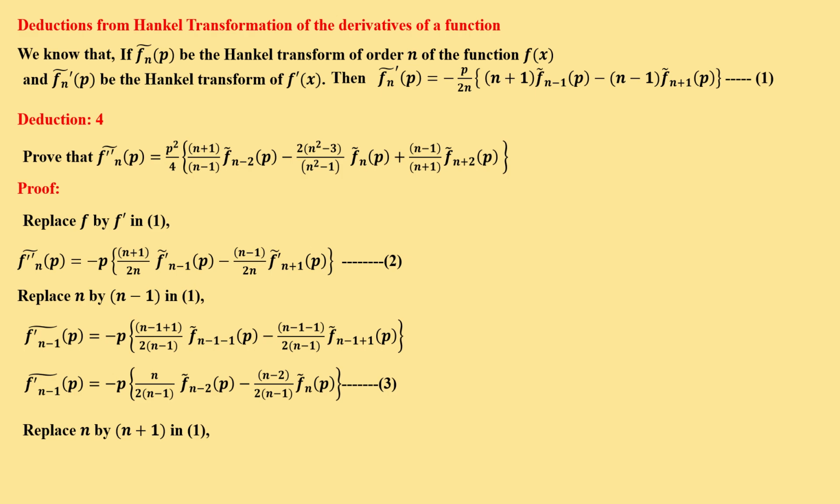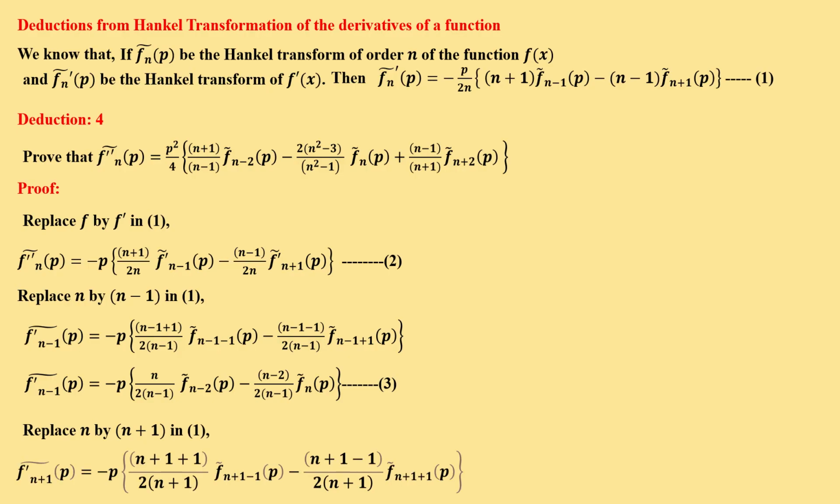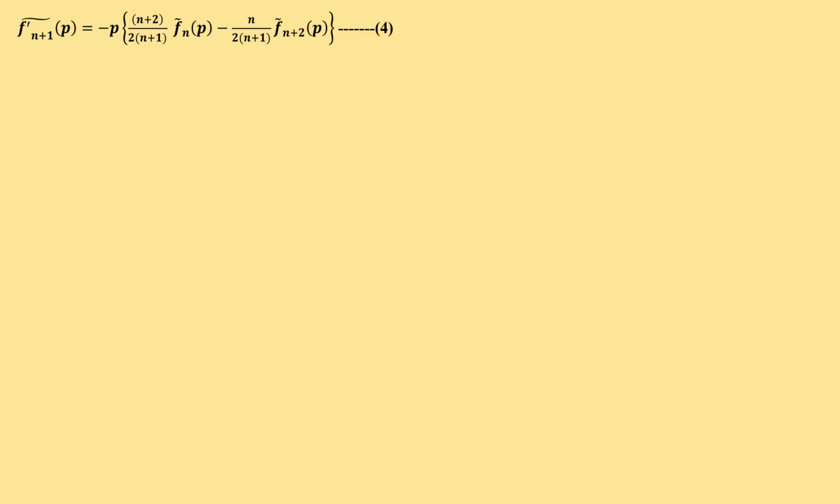Now again you are replacing n by n plus 1 in equation number 1. So f_(n plus 1) dash bar of p is equal to minus p [(n plus 1 plus 1) by 2(n plus 1)] f_(n plus 1 minus 1) bar of p minus [(n plus 1 minus 1) by 2(n plus 1)] f_(n plus 1 plus 1) bar of p, which is equal to minus p into (n plus 2) by 2(n plus 1) f_n bar of p minus n by 2(n plus 1) f_(n plus 2) bar of p. That is equation number 4.